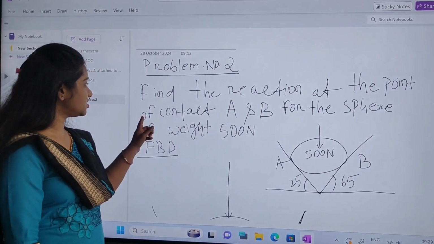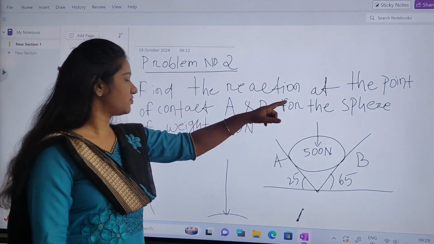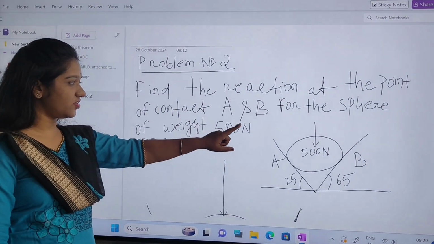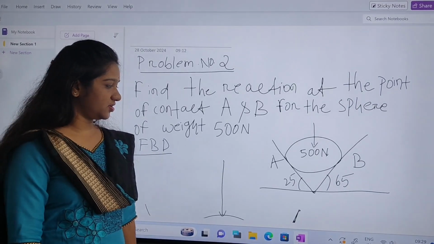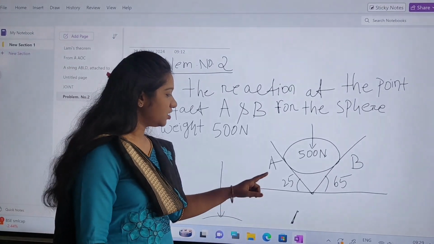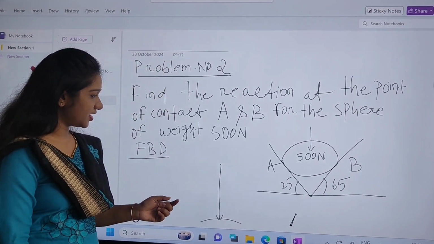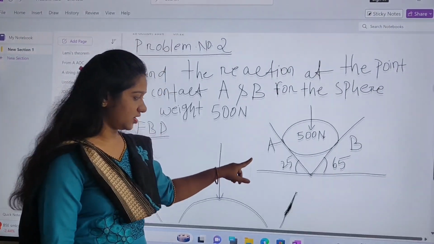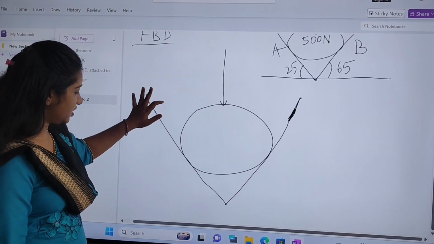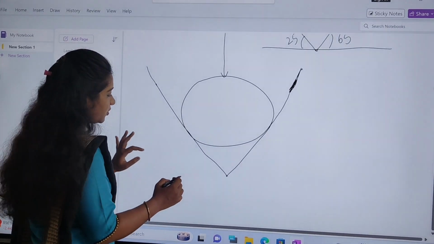Let's solve another problem on Lami's theorem. The question is, find out the reaction at point of contact A and B for the sphere of weight 500 Newton. This is the diagram. Now we draw a free body diagram to find out the concurrent force system and their corners.